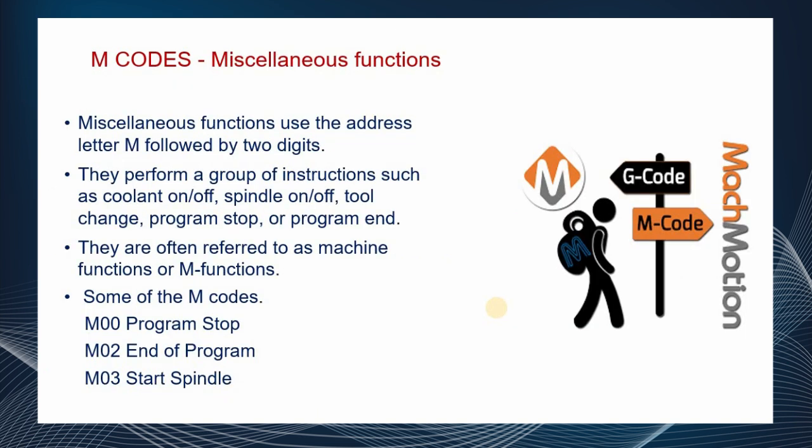Another important code is the M code, which denotes miscellaneous functions. Miscellaneous functions use the address letter M followed by two digits. They perform a group of instructions such as coolant on/off, spindle on/off, tool change, program stop, or program end. Some M codes are M00, program stop; M02, end of program; and M03, start spindle. These are some examples of M codes.